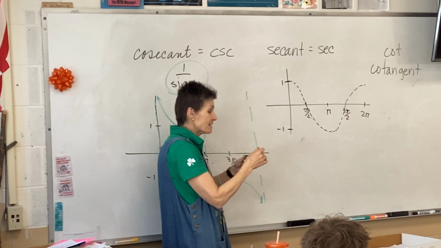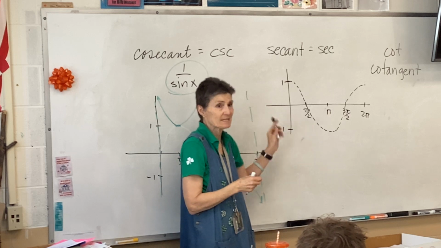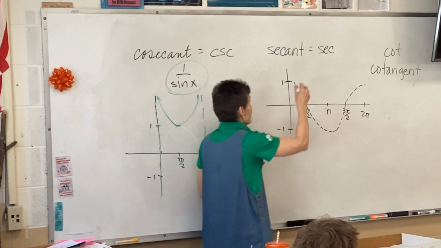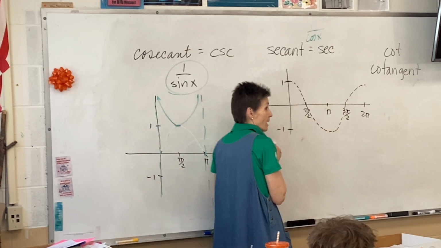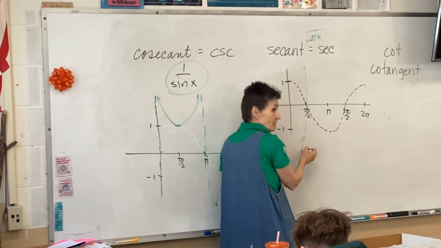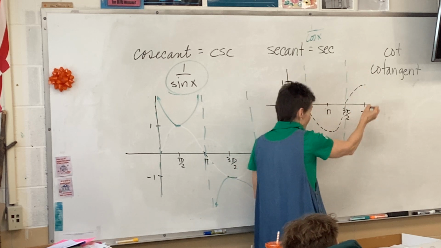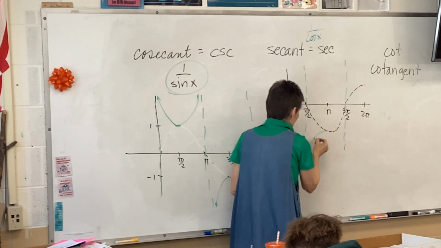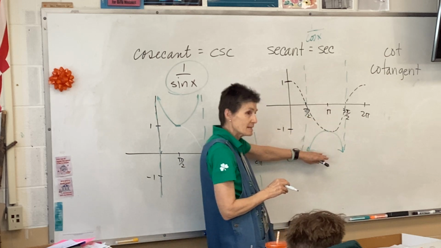Where will the asymptotes of the secant be? Wherever the cosine is 0. So this one's going to have an asymptote here, and here, and at 5 pi over 2, and so on and so on. So this piece of the secant is easy to see. It's that parabola flipped upside down.